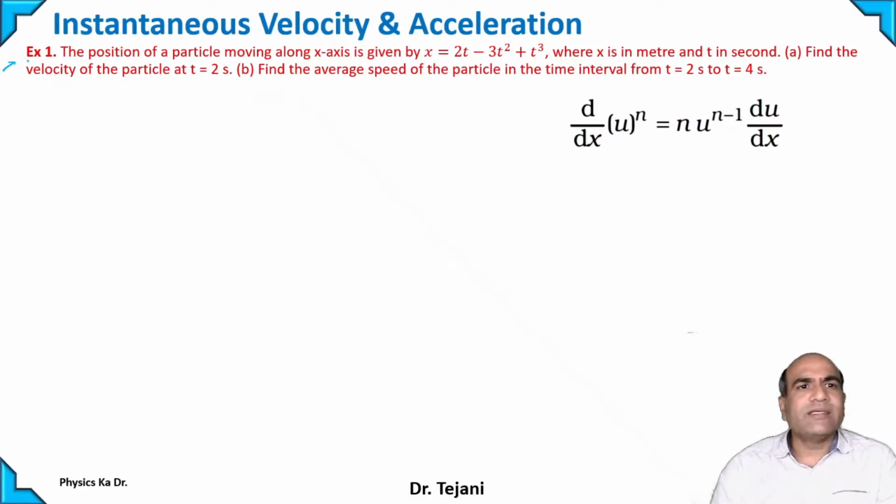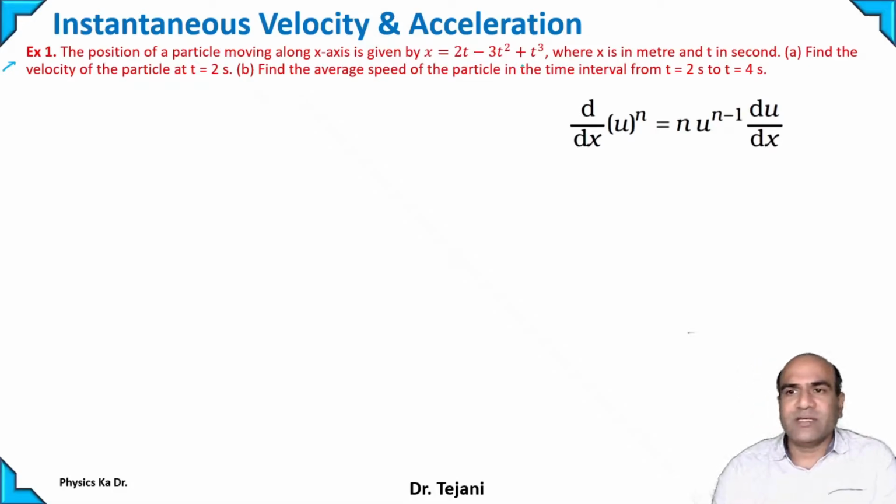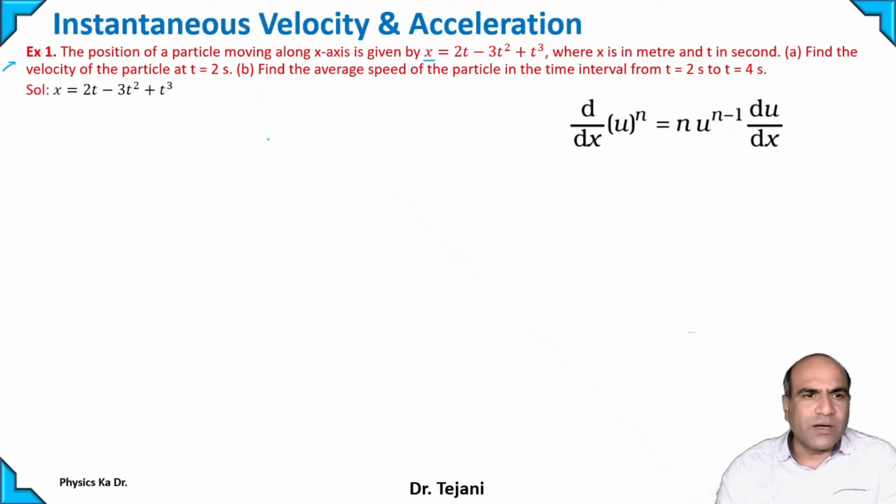Example 1 is given: the position of a particle moving along x is given by x is equal to 2t minus 3t square plus t cube, where x is in meters and t is in seconds. We need to find the velocity of the particle at t is equal to 2 seconds. First we need to find velocity, but here displacement is given, and second, find the average speed. Let us start with 1.